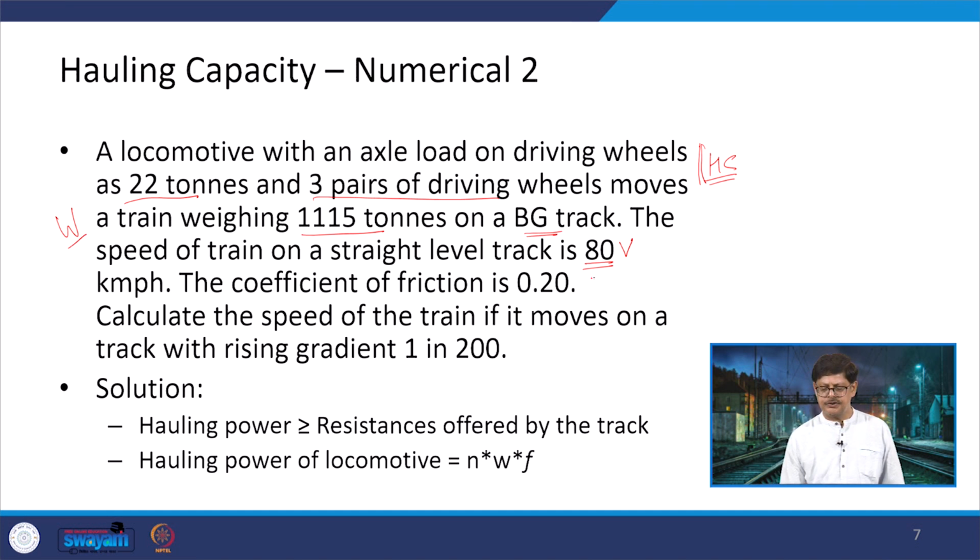The coefficient of friction F is given as 0.20. Now, what do we have to calculate? We have to calculate the speed of the train if it is going to move on a track with a rising gradient of 1 in 200. That means the G value has been given to us now.